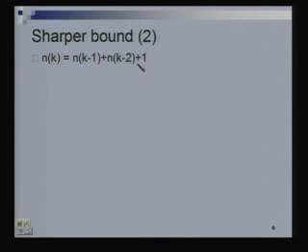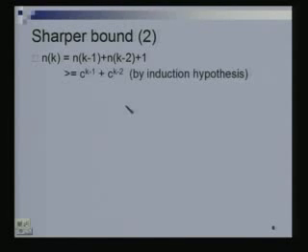Okay, so recall this was our recurrence relation. n of k equals n of k minus 1 plus n of k minus 2 plus 1. Our induction hypothesis says that n of k minus 1 is at least c to the k minus 1, n of k minus 2 is at least c to the k minus 2, and I've ignored the plus 1. So actually I can say that this is strictly larger. Right, I'll just ignore that plus 1 again.